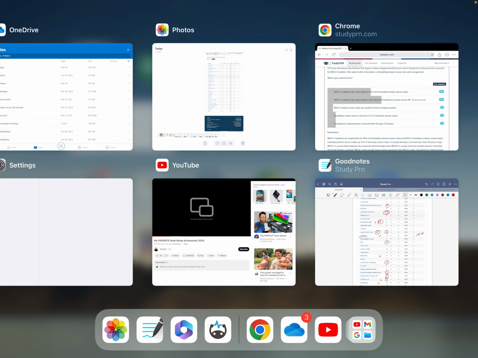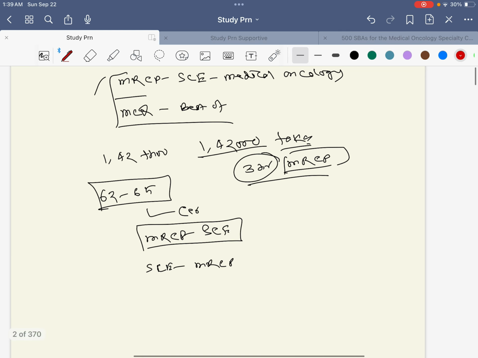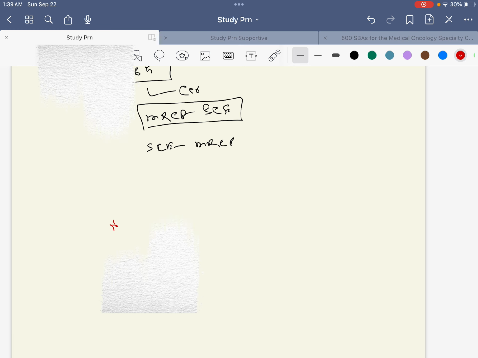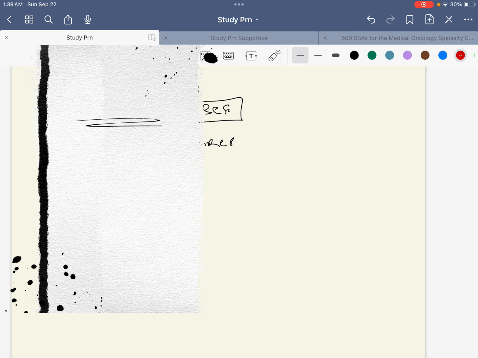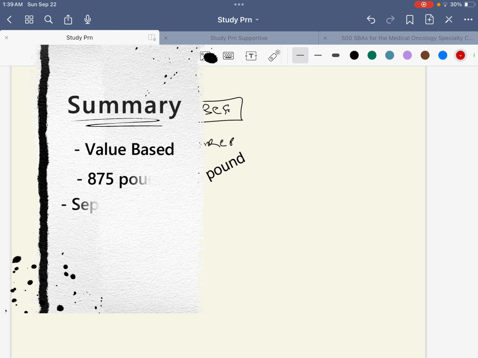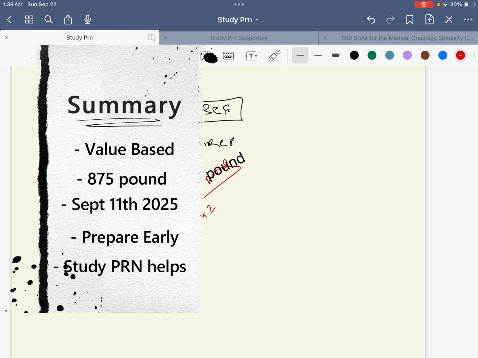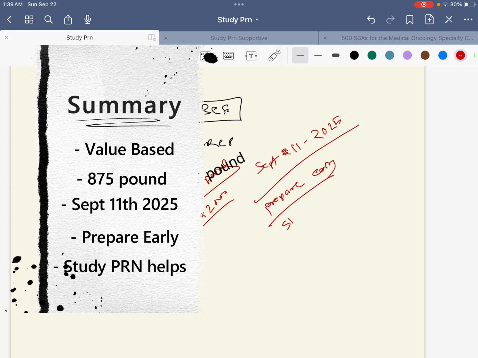Last but not least, the MRCP SCE medical oncology is not easy. It's a valuable exam, as it costs around 825 pounds, or around 1,42,000 taka. So before giving the exam on September 11, 2025, prepare early, and Study PRN could be a good solution.